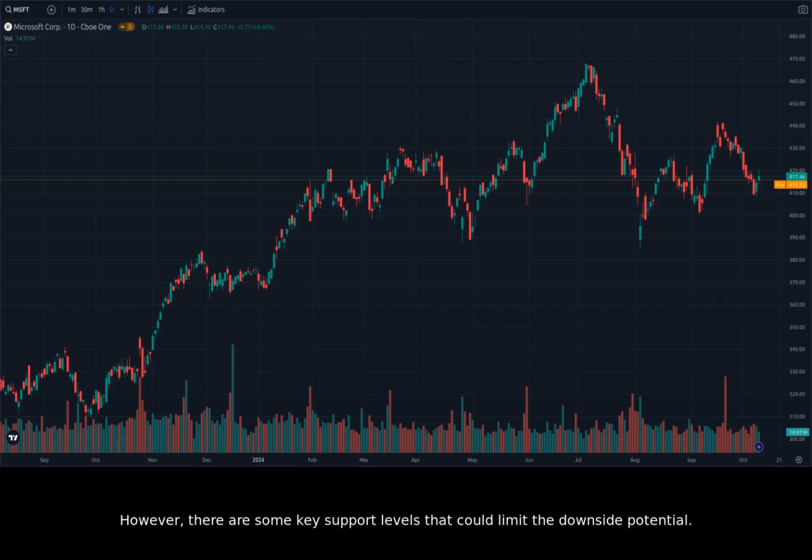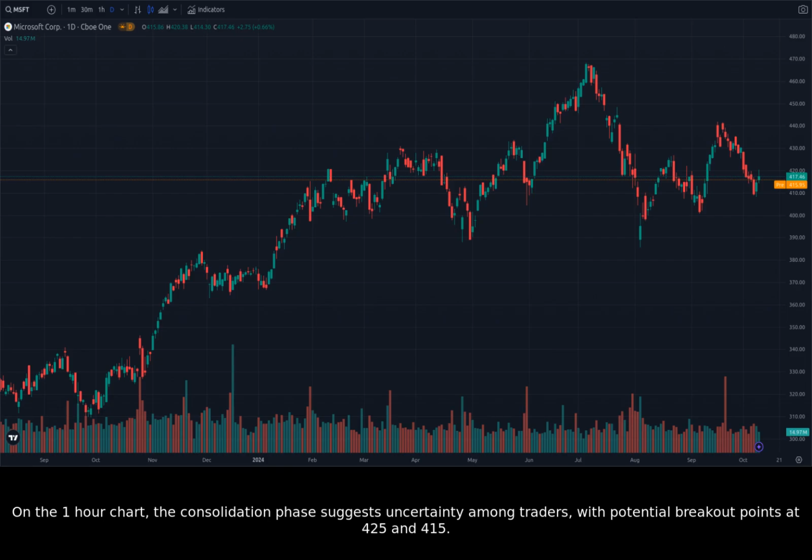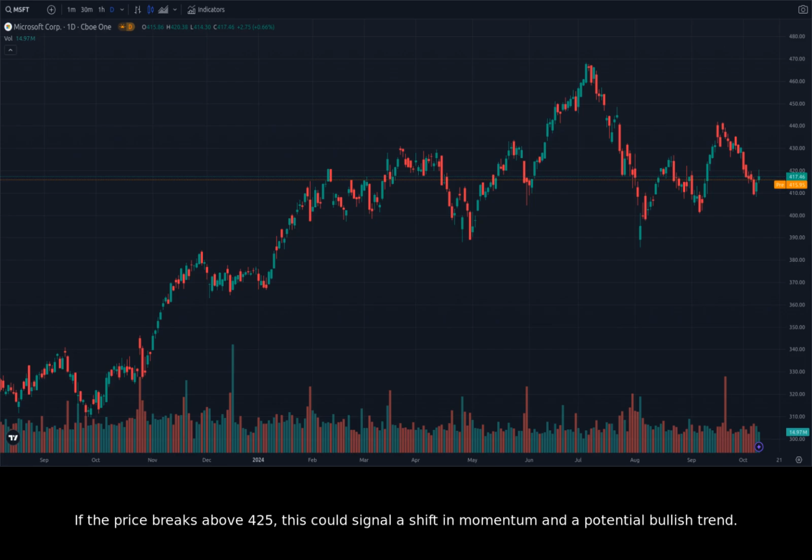However, there are some key support levels that could limit the downside potential. On the daily chart, the key support levels to watch are around 350 and 300. On the 1-hour chart, the consolidation phase suggests uncertainty among traders, with potential breakout points at 425 and 415. If the price breaks above 425, this could signal a shift in momentum and a potential bullish trend. Conversely, if the price breaks below 415, this could signal a bearish trend.